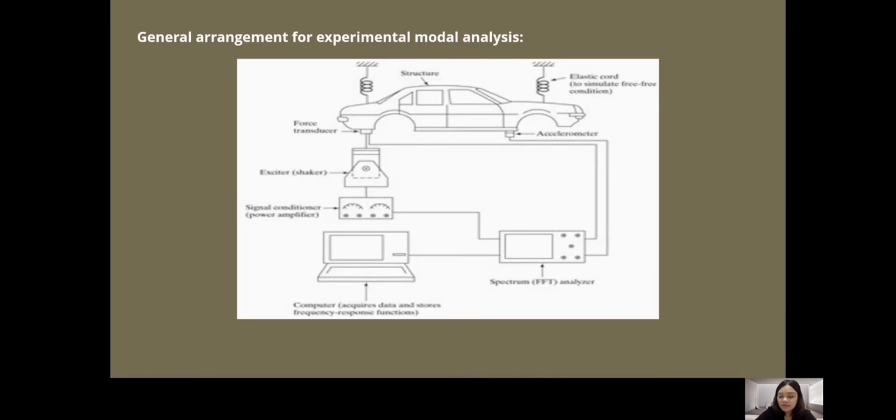As we can see in this illustration, this is the general arrangement for an experimental modal analysis. We have the elastic cord to simulate free condition. We have the vibration transducer, the oscilloscope, the exciter or shaker, the signal amplifier, the computer to acquire data and store the frequency response function, and lastly, the spectrum or FFT analyzer.